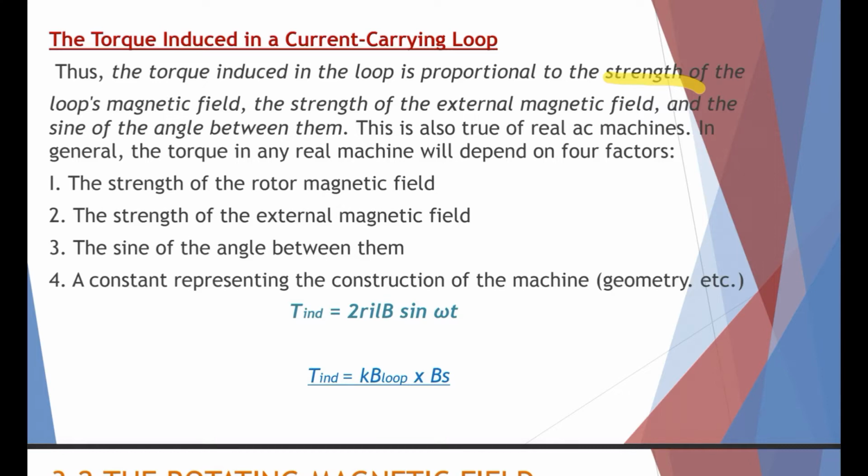The torque in any real machine will depend on four factors: the strength of the rotor magnetic field, the strength of the external magnetic field, the sine of the angle between them, and a constant representing the construction of the machine. And we have this equation: torque induced equals r i l B sine theta.